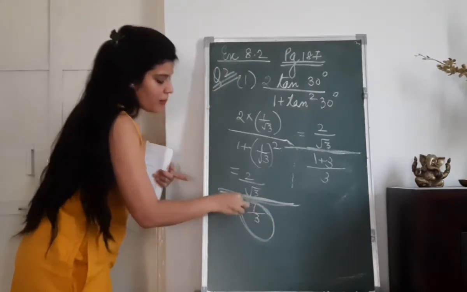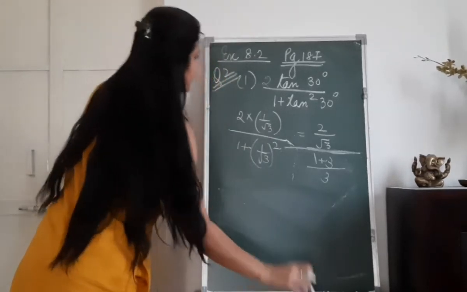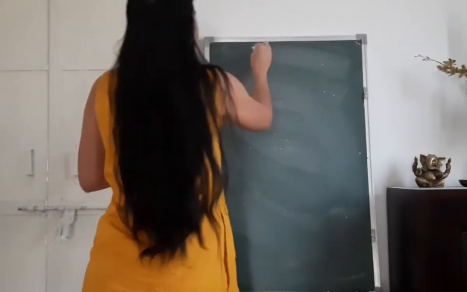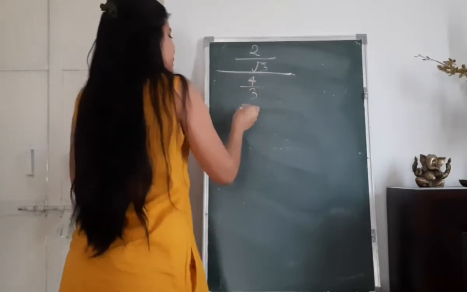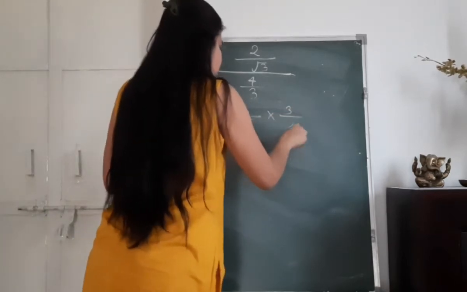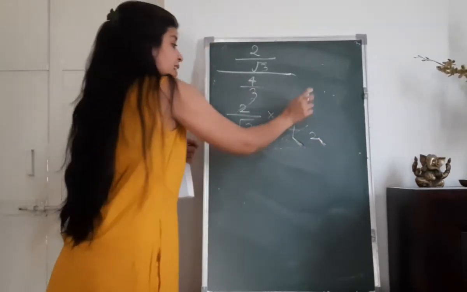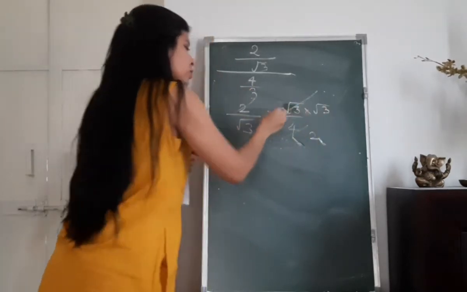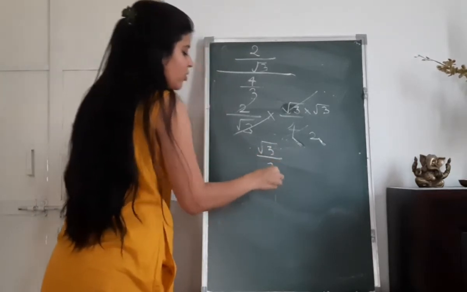Let's take this whole denominator into the numerator. So it is something like this. Let's solve it here. 2 upon root 3 upon 4 by 3, that is 2 upon root 3 into 3 upon 4. This will get cancelled and this 3 can be written as root 3 into root 3. So 1 root 3 and 1 root 3 will get cancelled. So I will get this expression equal to root 3 by 2.